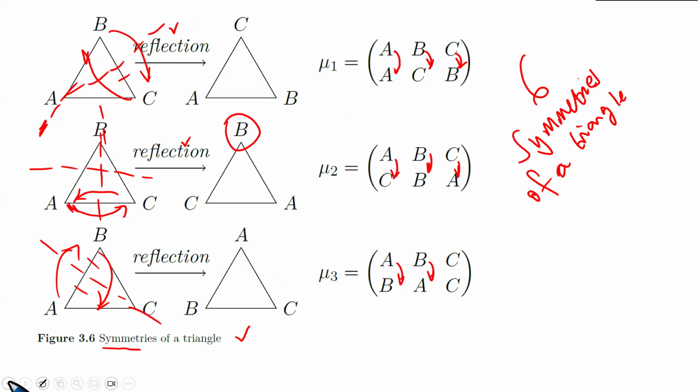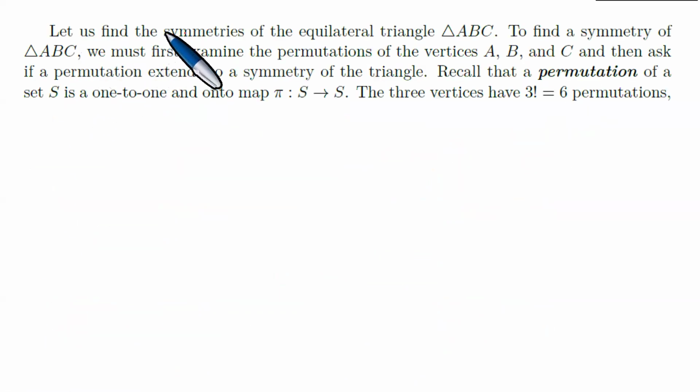Now let us say the following according to the author of the book. Let us find the symmetries of the equilateral triangle ABC. To find the symmetries of triangle ABC, we must first examine the permutations of the vertices A, B, and C, and then ask if a permutation extends to a symmetry of the rectangle.